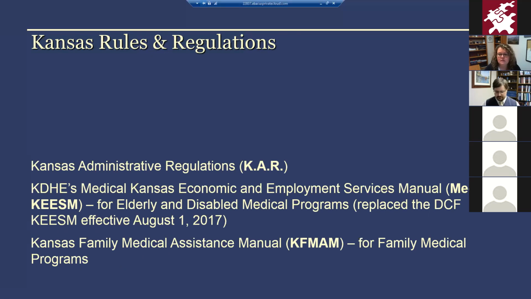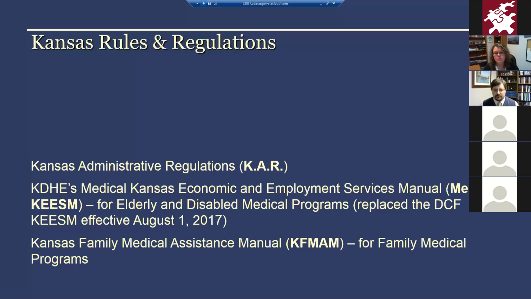For our purposes, we deal with the long-term care side, the HCBS, home and community-based service waiver programs, and medical assistance under the Medicaid program quite a bit. And my go-to for most of the people we work with is the medical KESM, and the Kansas administrative regulations are very important, especially when you're doing planning, because the Medicaid rules under the KESM can sometimes conflict or not clarify each other very well.